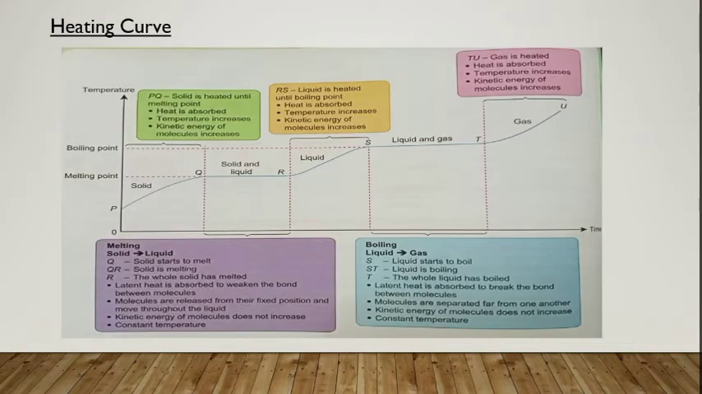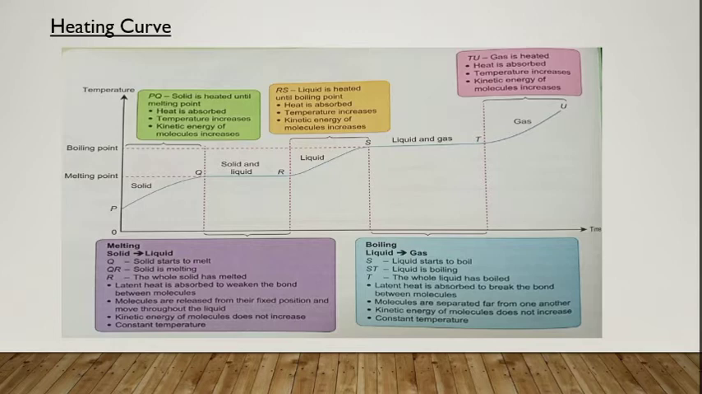Heating curve. Process: pure solid is heated until melting point. Heat is absorbed, temperature increases and kinetic energy of molecules increases. Process: as liquid is heated until boiling point. Heat is absorbed, temperature increases and kinetic energy of molecules increases. Process: until gas is heated. Heat is absorbed, temperature increases and kinetic energy of molecules increases.